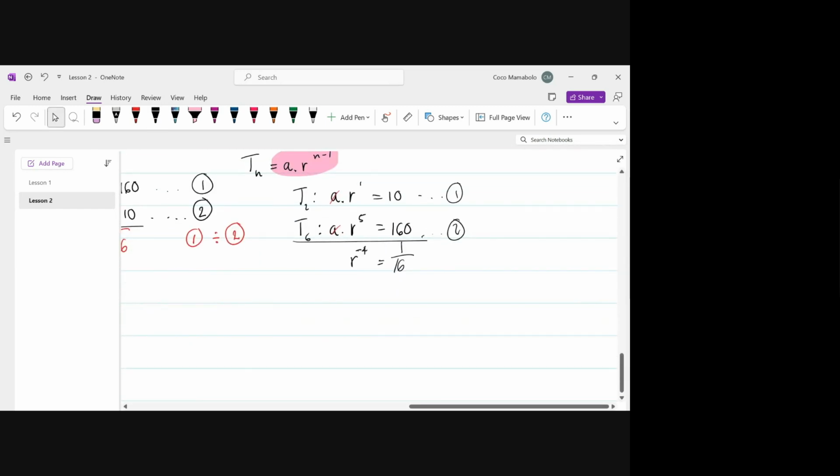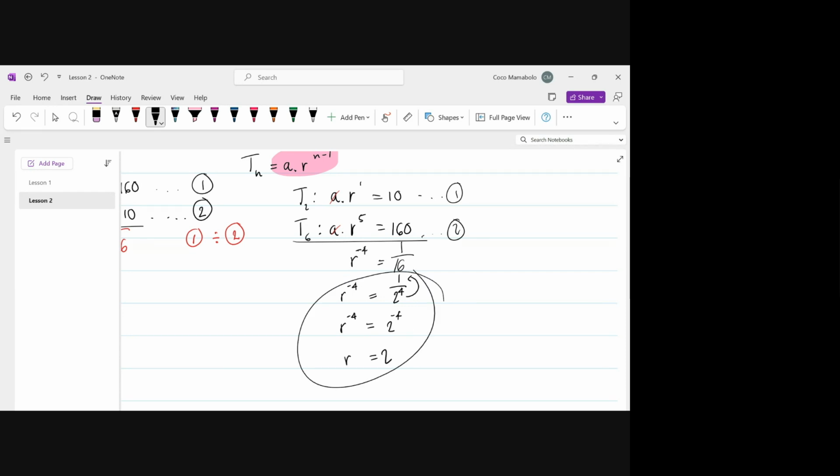Do you see that? It makes it messier because now we have to go r to the -4 is equal to 1 over 2 to the power of 4. Then I'm going to take that to the top, so that becomes 2 to the power of -4. And only then can I say that r is equal to 2. So this is what I'm avoiding. See what ma'am is doing? I'm making it a little bit easier for us to not have to do extra steps. You get what I mean, Princess?